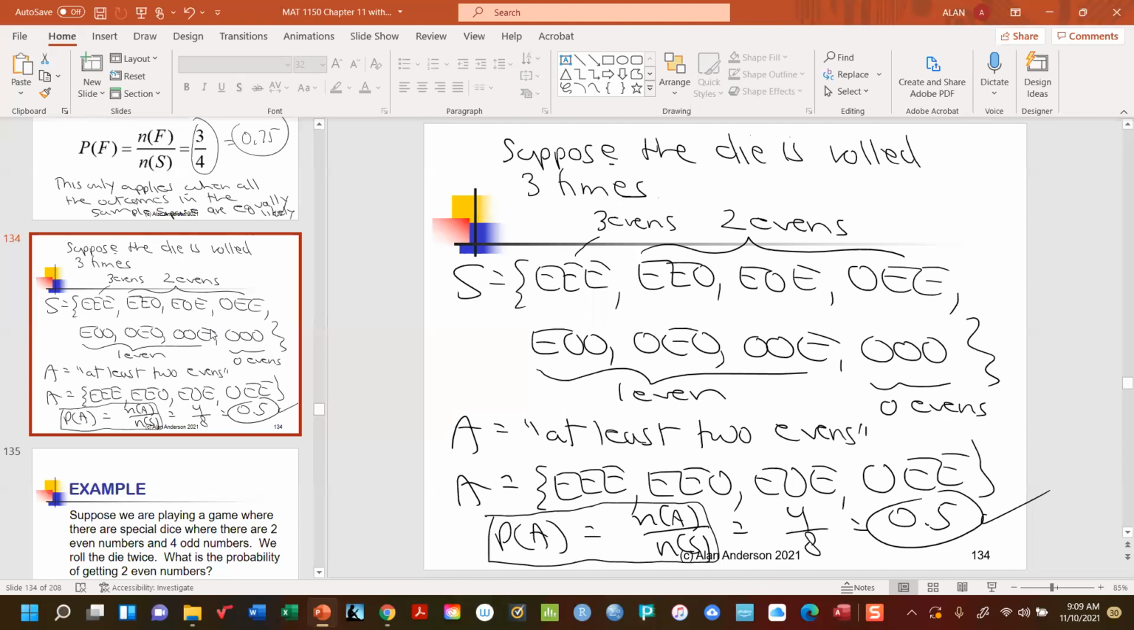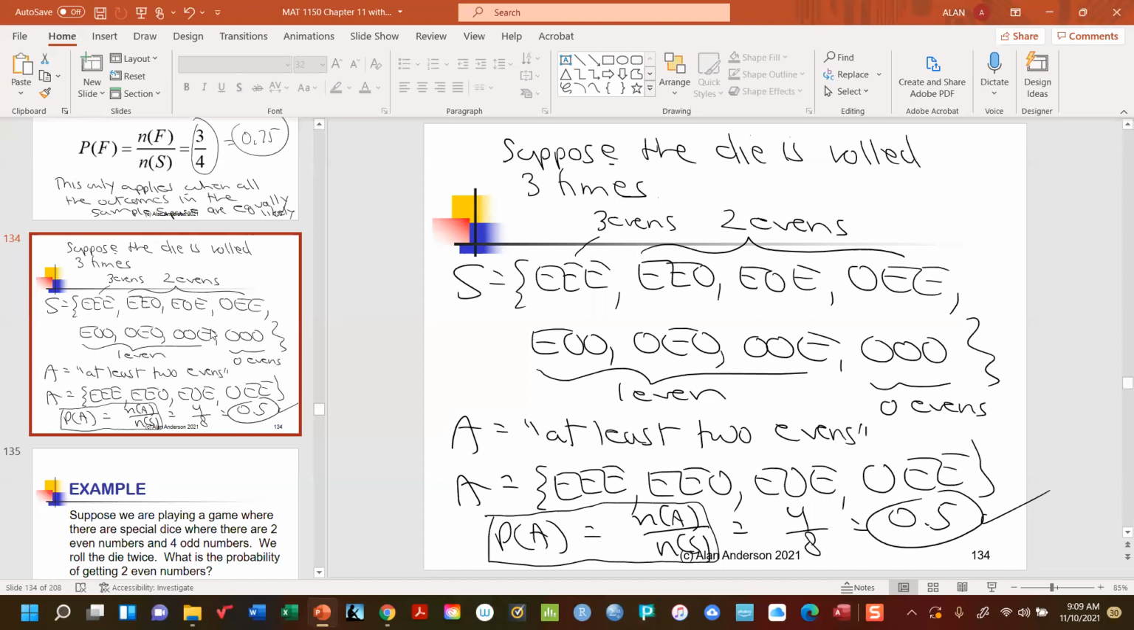If I then define the event A that I'm getting at least 2 evens, look how easy this is. All I need to do is look at the top row where I have either 2 or 3 evens. And so A, you can see listed there, consists of EEE, EEO, EOE, and OEE. And because, again, when you roll the die, evens and odds are equally likely, in this case, all 8 of these are equally likely to occur. Each one individually has a probability of 1/8.